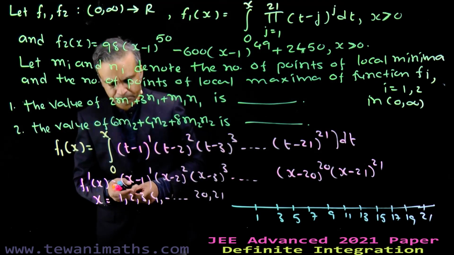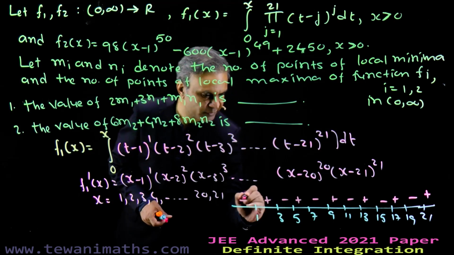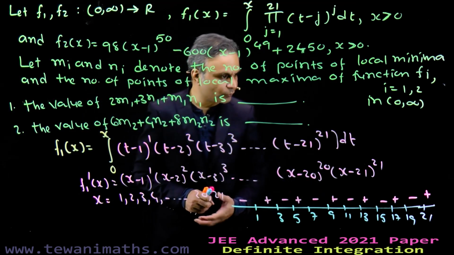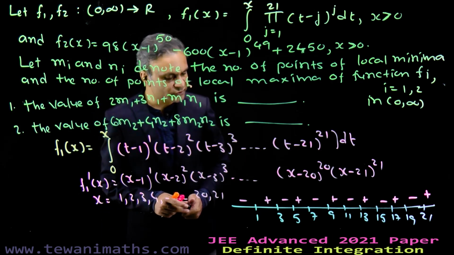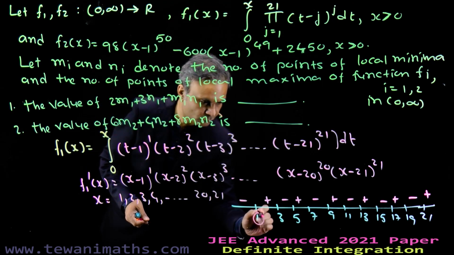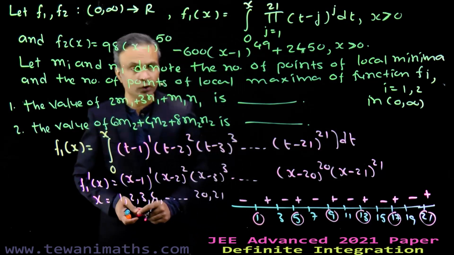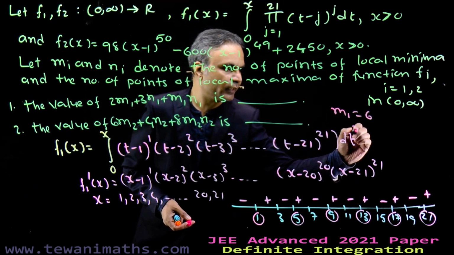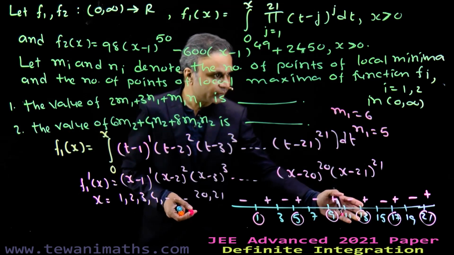Now we check the sign scheme. We will have here plus, minus, plus, minus, plus, minus, plus, minus, plus, minus, plus, minus, the sign changing alternately. So all these critical points are points of local maxima or local minima. Those points will be points of local minima where the derivative will change its sign from minus to plus. So the points 1, 5, 9, 13, 17 and 21 will be points of minima. We have here 6 points of minima, so the value of m1 is 6 and the value of n1 will be 5. There will be 5 points of maxima: 3, 7, 11, 15, 19 are points of maxima.